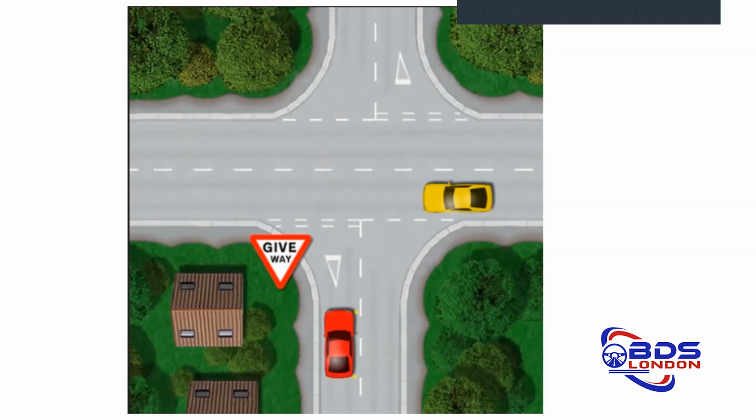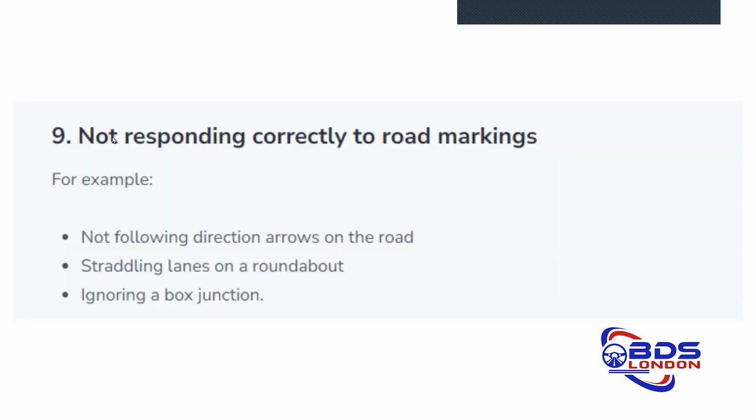If I told you coming up to a giveaway line, most of you will say, oh, you've got to look left and right. But if you don't know what you're dealing with, if you don't know it's an open roundabout or closed roundabout, then that's a problem. Okay, not responding correctly to road markings.